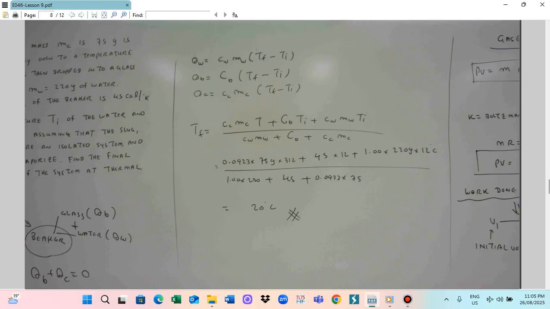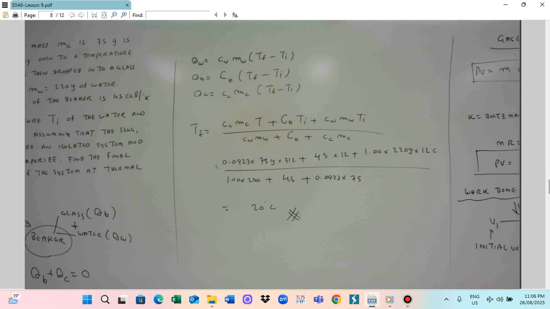So this is for the copper, and the temperature is 312 degrees centigrade, plus Cv is 445 multiplied by Ti, which is 20 degrees centigrade. And here Cw is 1.00 multiplied by 220 grams multiplied by the 20 degrees centigrade, divided by Cw Mw plus Cv plus Cc Mc. So we can write down here.